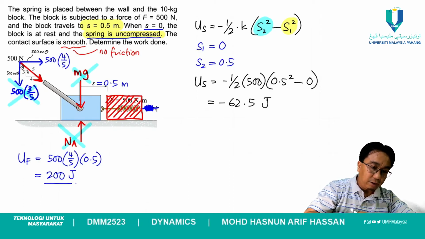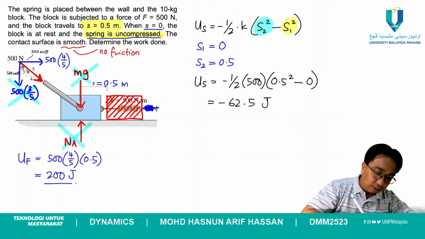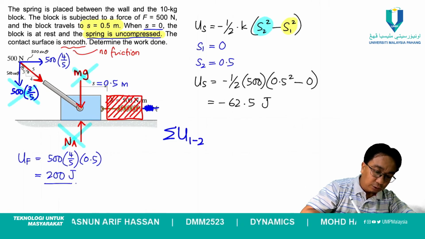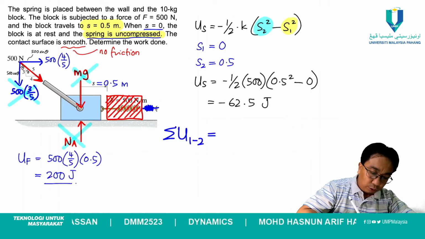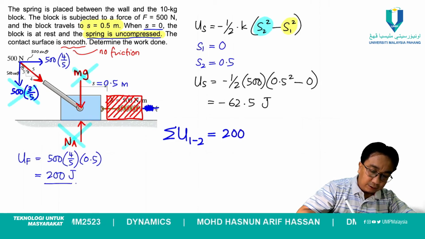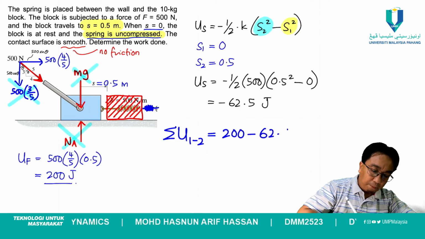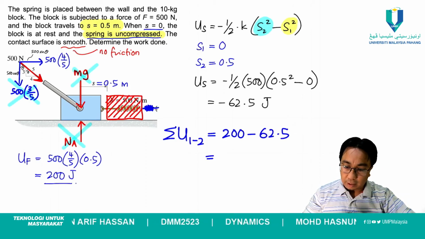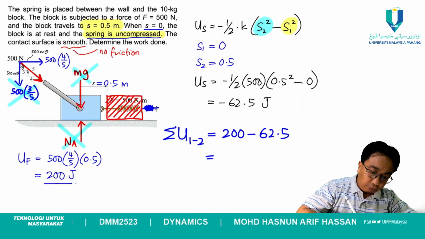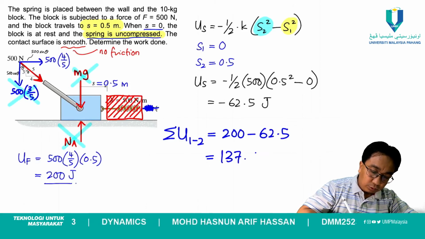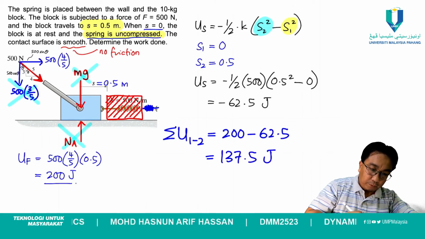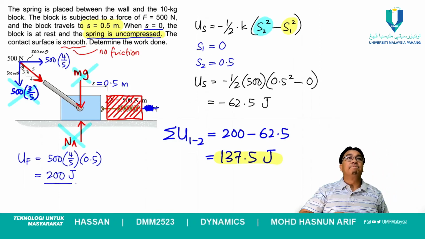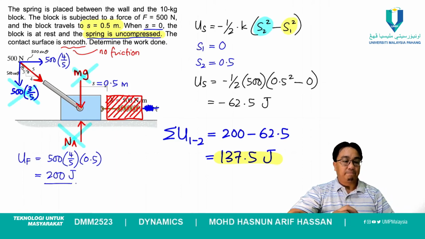So in the end, we can calculate the total work done to move the spring from position 1 to position 2, which is equal to 200 minus 62.5, which is equal to 137.5 joule. Okay, so this will be the final answer. All right. Any question on this?